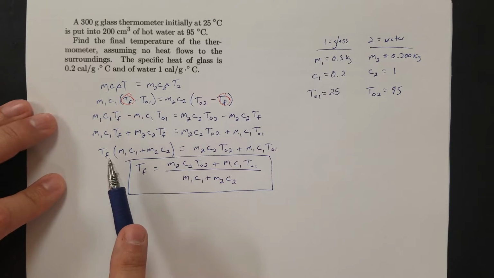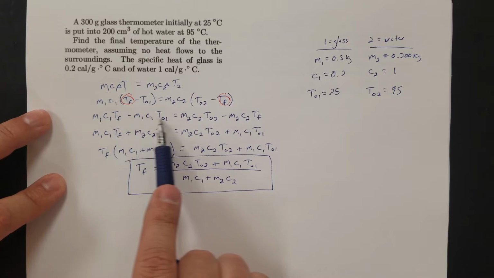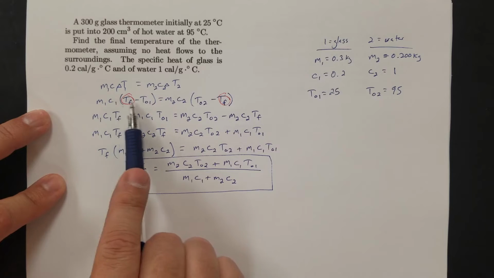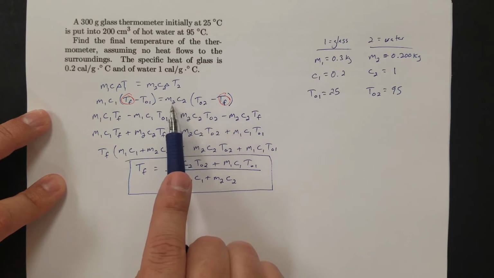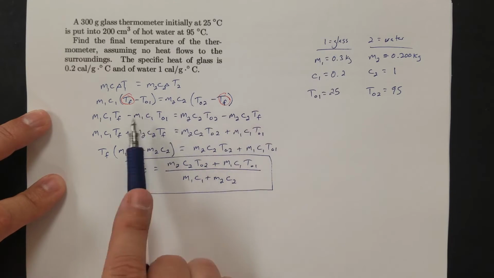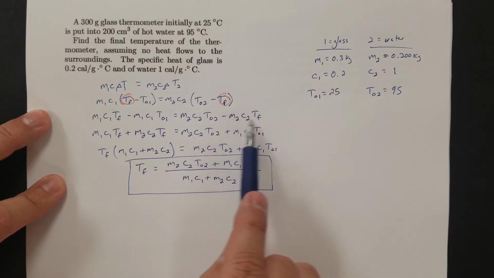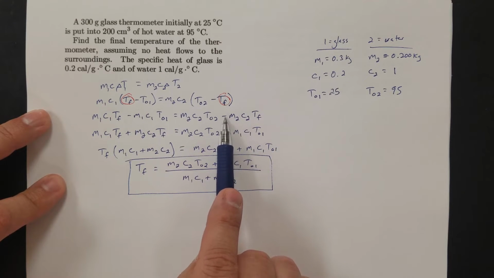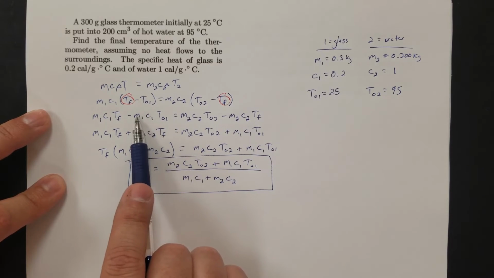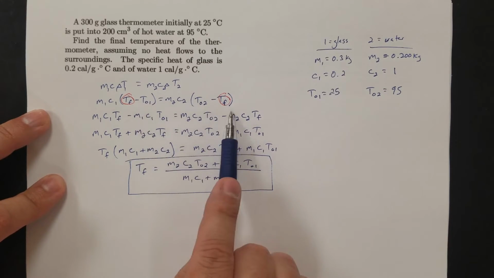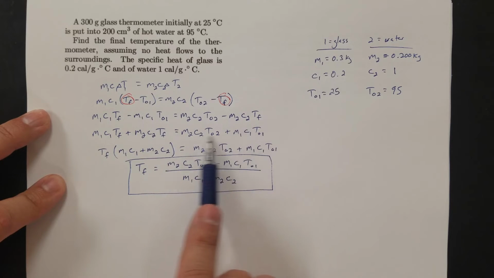So what I did, I first multiplied everything in, right? I distributed in the M1C1 and I distributed in the M2C2. And then I moved this to the other side to get my TFs together. So this term I added because it's being subtracted, and this term I added to the other side. So basically this one came over here and that one came over here. That's where this line is.